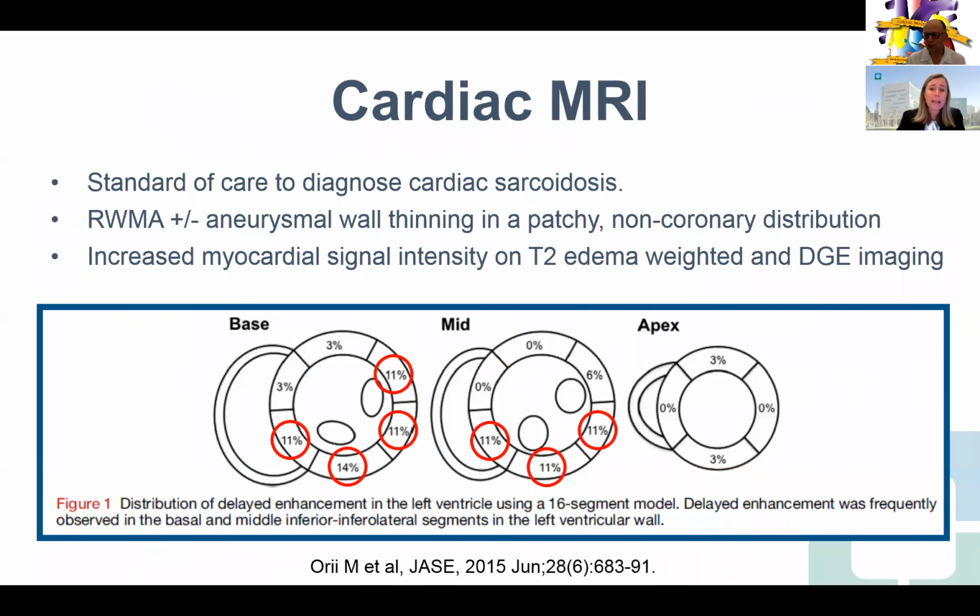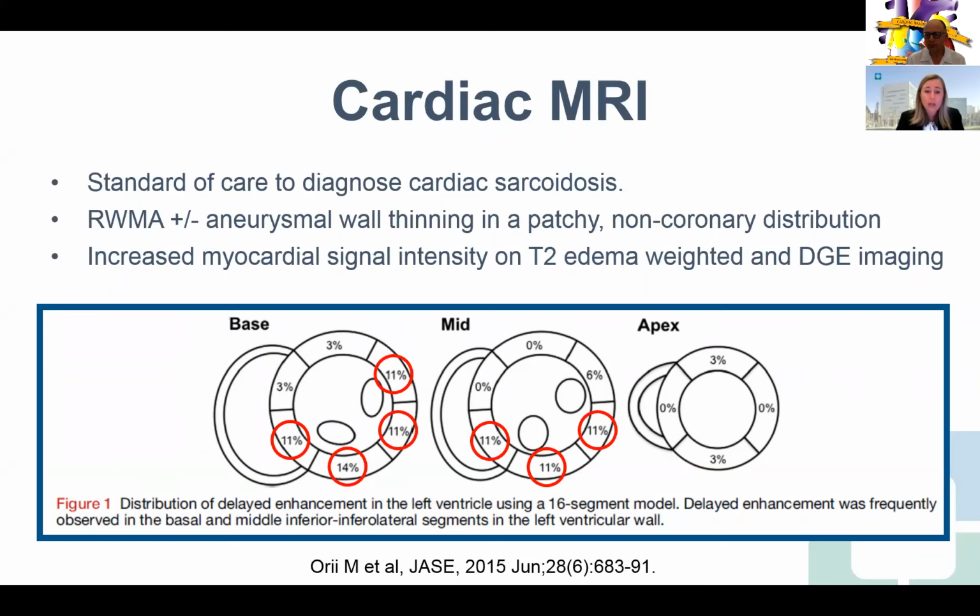So cardiac MRI has really come to the fore, and it's become our standard of care to diagnose cardiac sarcoidosis. In addition, I'll mention cardiac PET, which we'll talk a little bit about later. So the regional wall motion abnormalities and aneurysmal wall thinning that we appreciated in a patchy non-coronary distribution on echo is certainly something that we see with cardiac MRI. However, there are other features on tissue characterization that make this a much more sensitive and specific technique.